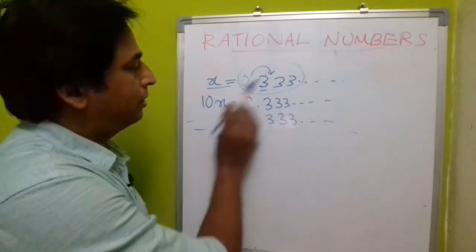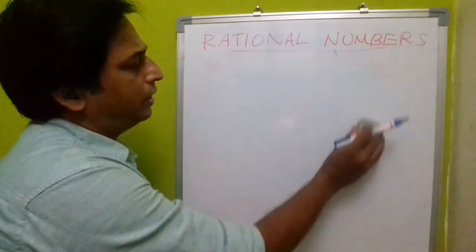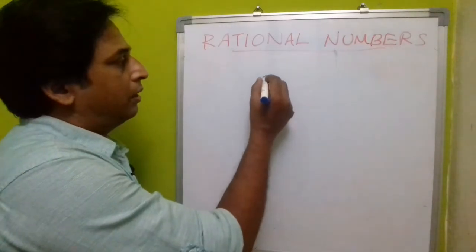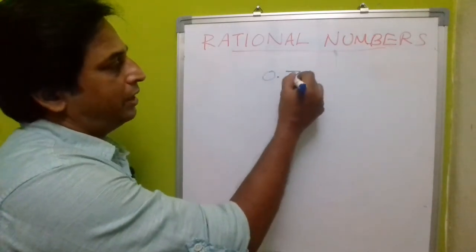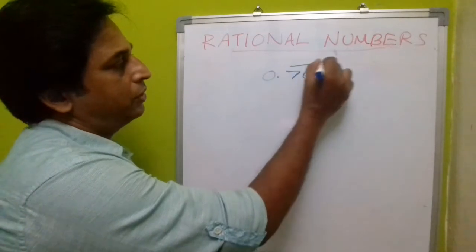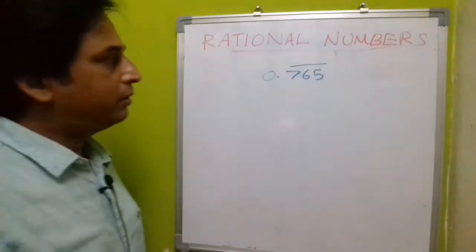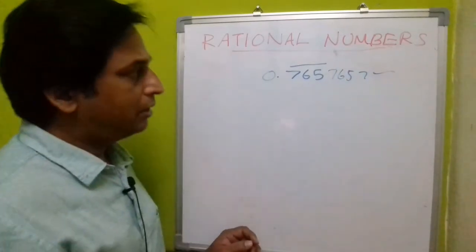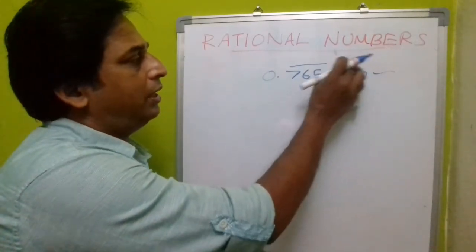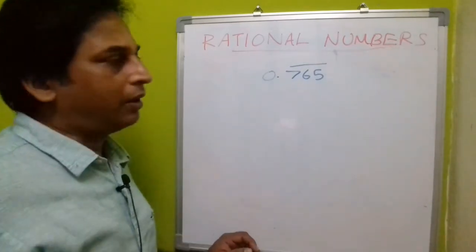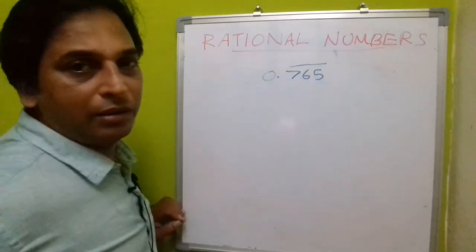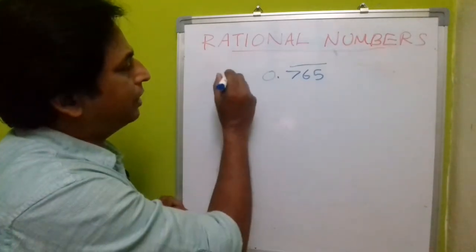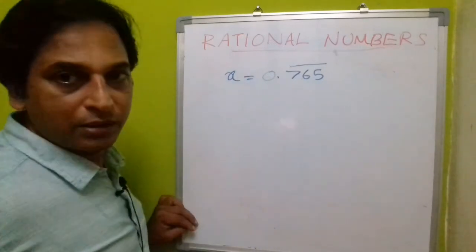Right. So you can take more examples here. If you have 0.765 with the whole thing repeating, that means 765 is the number being repeated. Here this bar refers to the repeating block. So here let us consider this is equal to x.